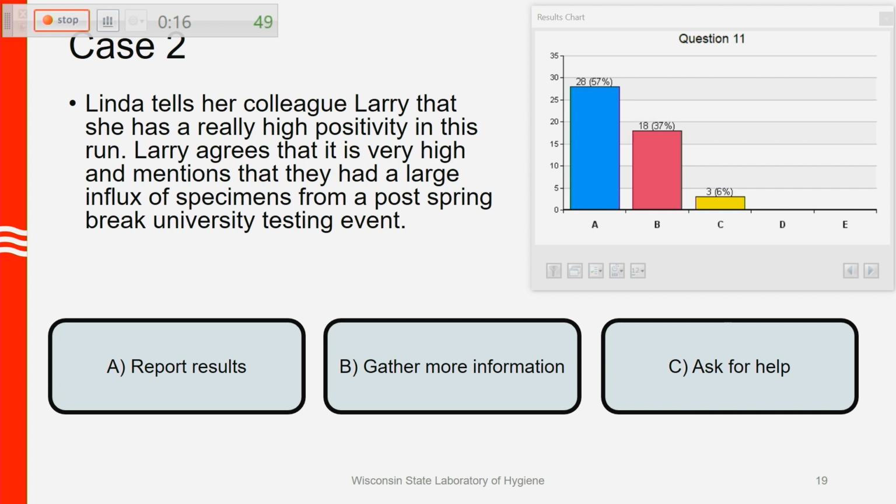So I see a lot of people thinking through, there's an explanation for a high rate. There's a reason why this is higher than usual. It makes sense. It helps to put it together.